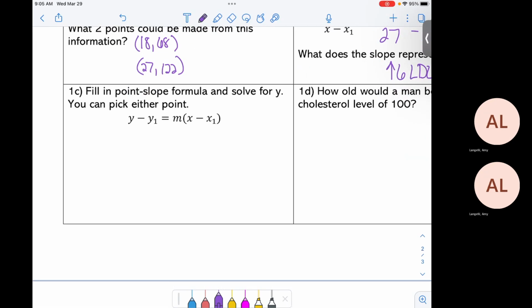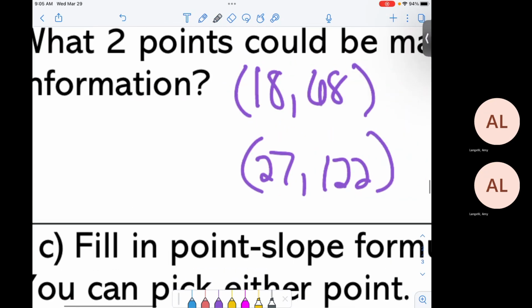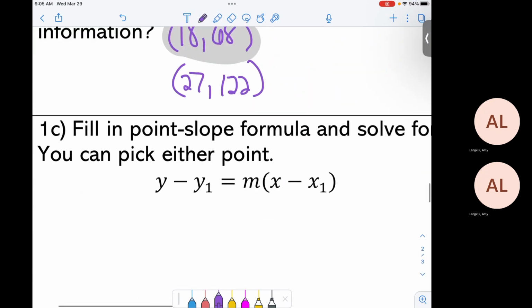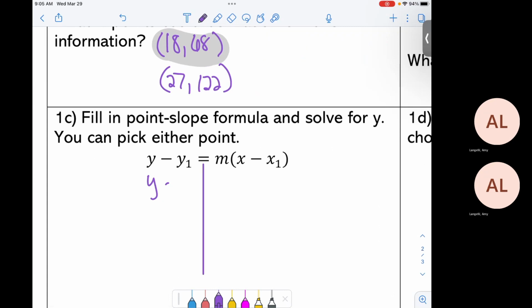Okay, fill in the point slope formula and solve for y. What point do you guys want to pick? Top one. Well, you'll never get it wrong if you pick the top. Okay, sounds good. All right. Y minus what? 68. There you go. Why not 18? Just testing you. Because it's the Y.